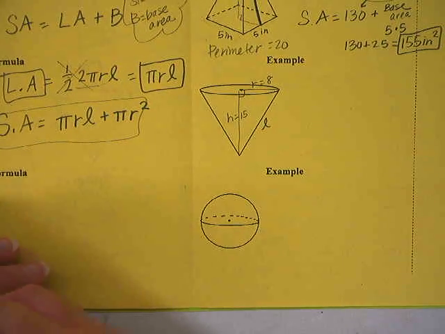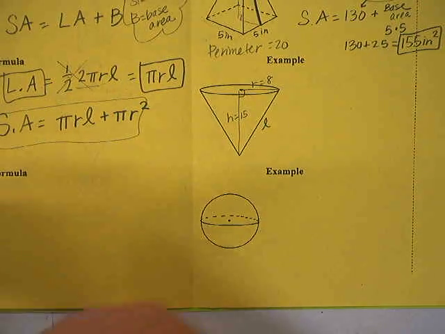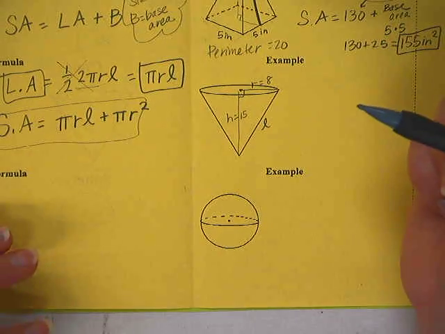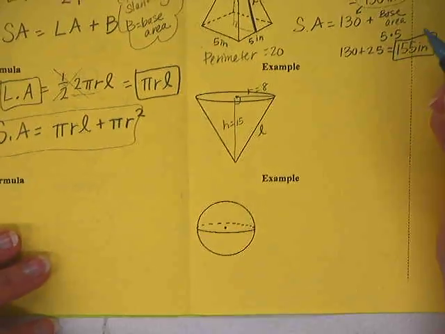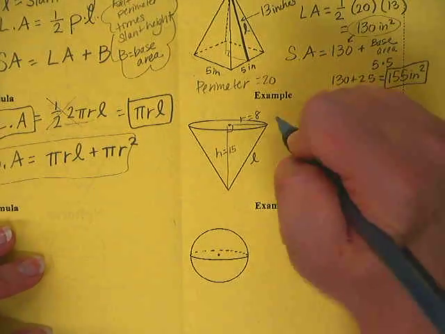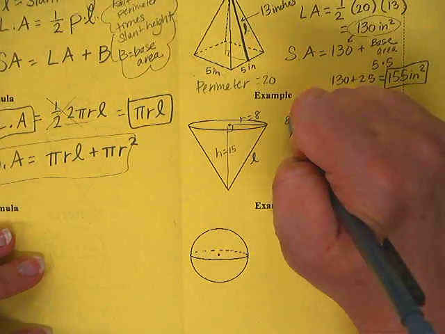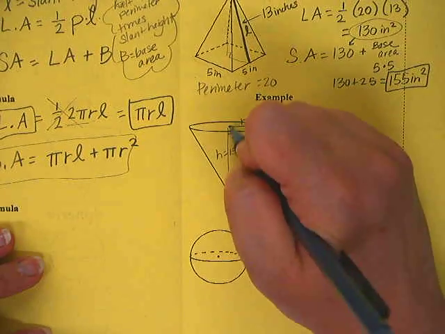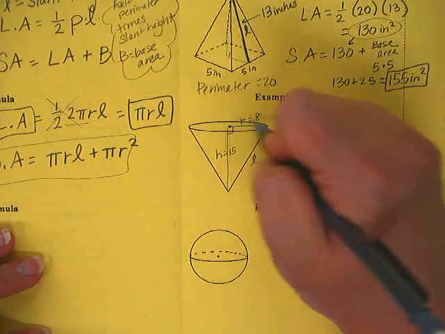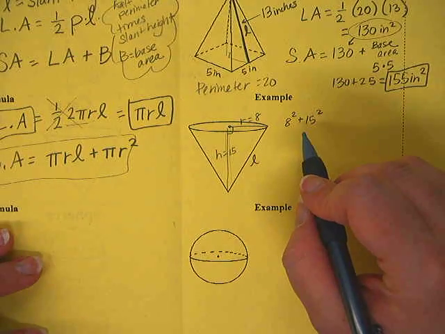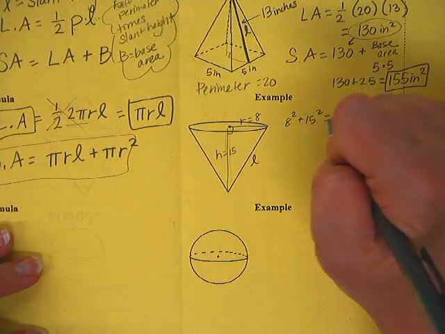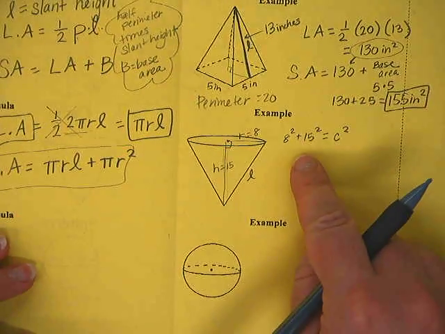Okay, so we need radius and slant height to do this problem. Have they given us the slant height for this problem? No. What did they give us instead? They gave us the height instead. So can we find the slant height by using the Pythagorean theorem? Yeah. One side of the triangle is 8, so we square that. The other side of the triangle in there is 15, so we square that.